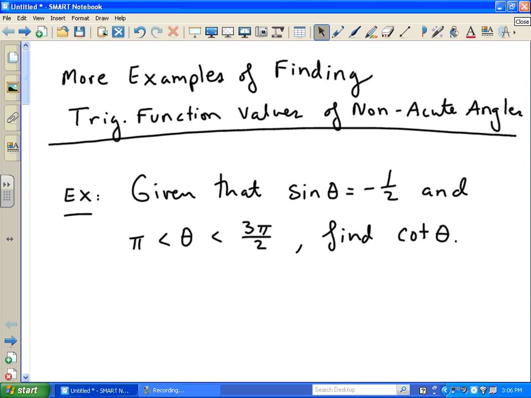I would like to do several other examples of finding trig function values for non-acute angles. The first example: given that sine of theta is equal to negative 1/2 and theta is between pi and 3 pi over 2, find the cotangent of theta.